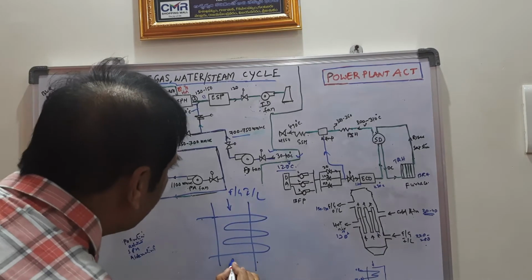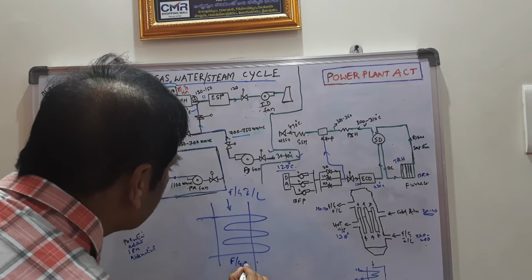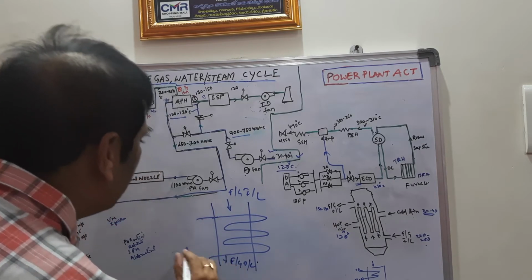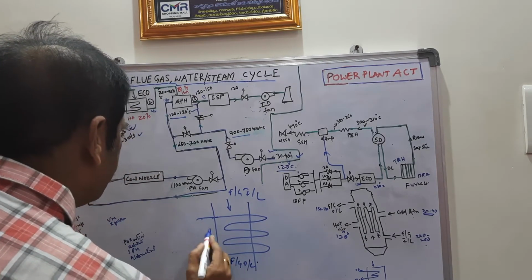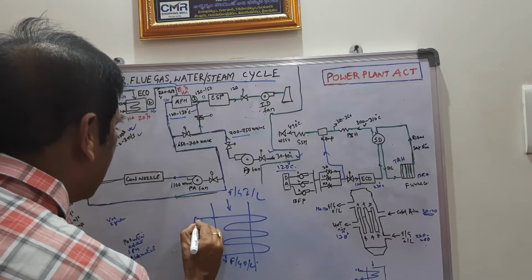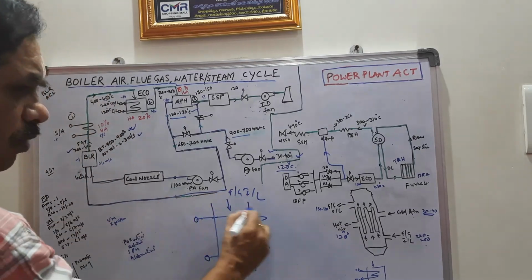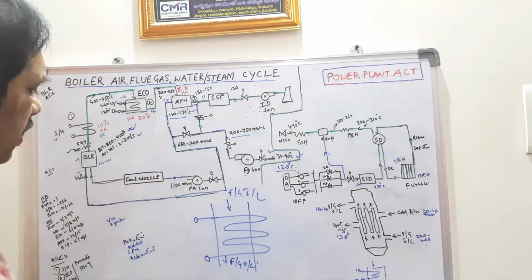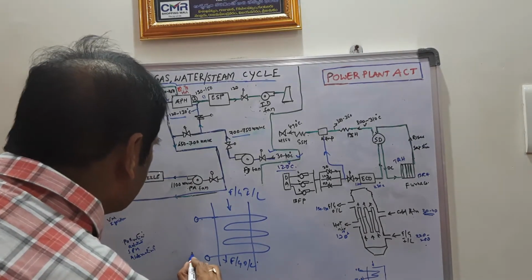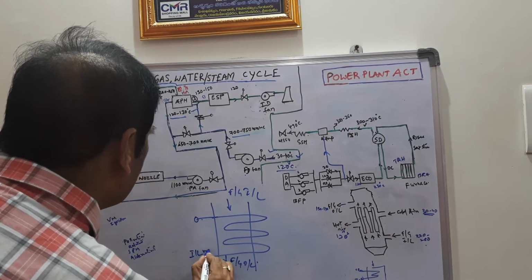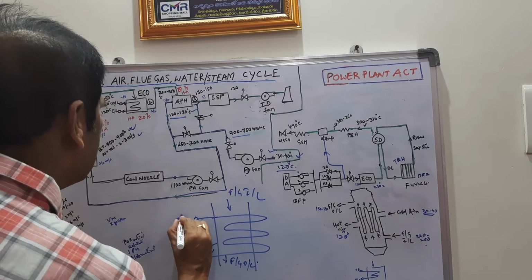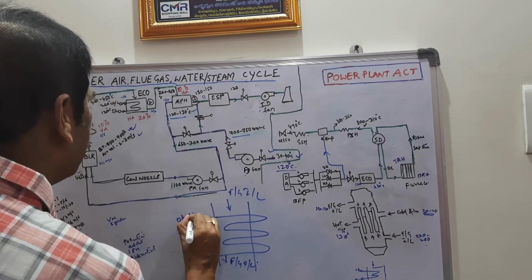Flue gas inlet, and this is a flue gas outlet. And this is a header. There are so many coils; I am showing only one coil. This is inlet water, and this is outlet water.